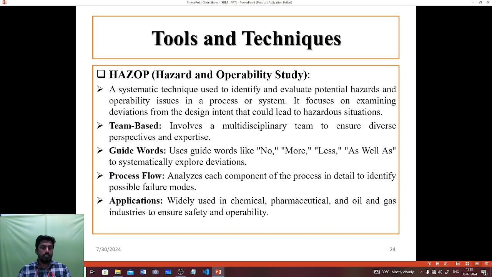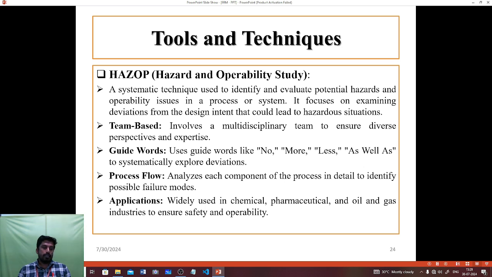First one is team based. It involves a multidisciplinary team to ensure diverse perspectives and expertise. So the group work is done for the identification of hazards. The second one uses guide words like no, more, less, as well as. It helps to identify the hazard and evaluate the potential hazard by a systematic technique. It is one of the tools.